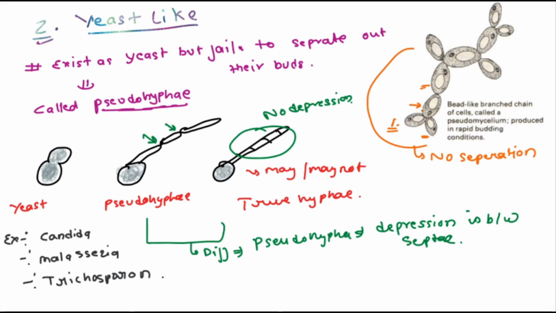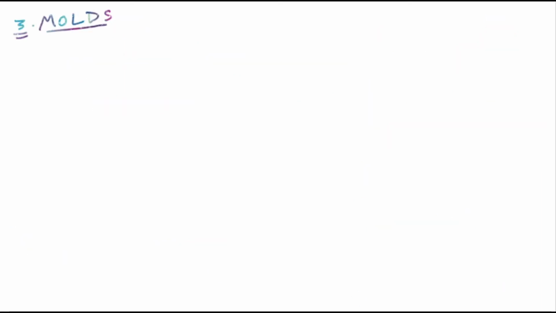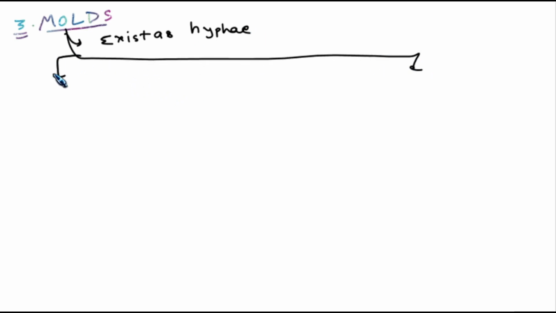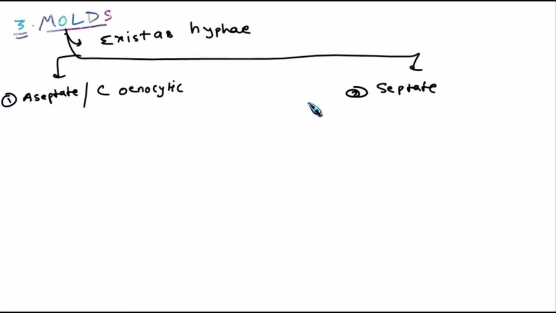Now let us move toward our third morphological classification, molds. Molds exist as hyphae. Molds are further classified into two main parts, that is aseptate molds and septate molds. Aseptate molds are also called coenocytic molds, multinucleate. The second one is septate molds. Let us see them one by one.